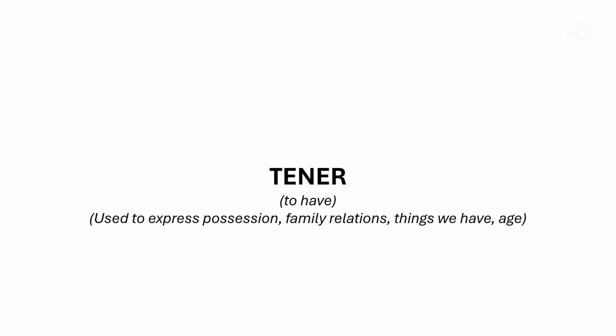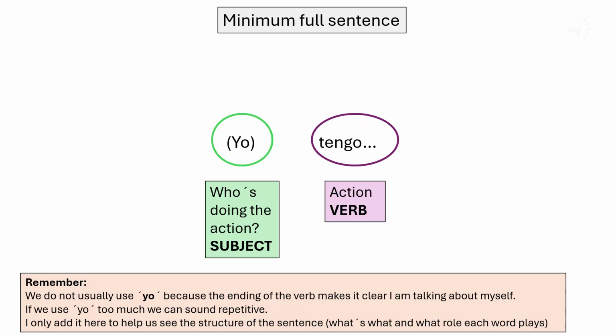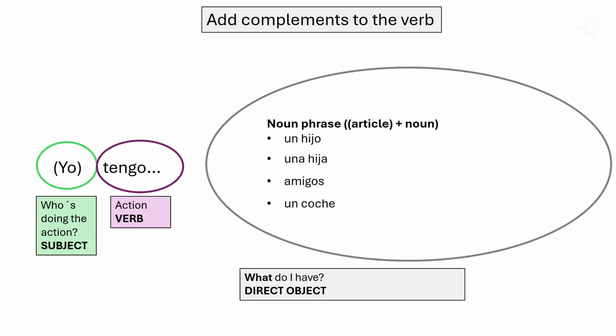Next verb is tener, very important verb as well. Tener, to have, used to express possession, family relations, things we have, and age as well. So once again, we start with the minimum full sentence, and that will be yo tengo, I have. Yo tengo, subject, person doing the action, and the verb tengo.